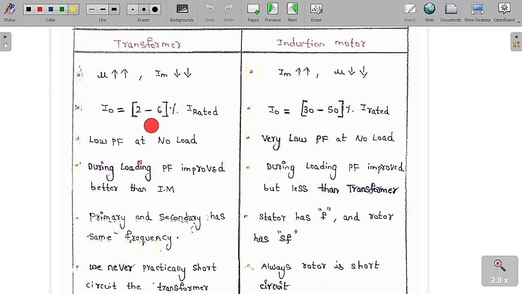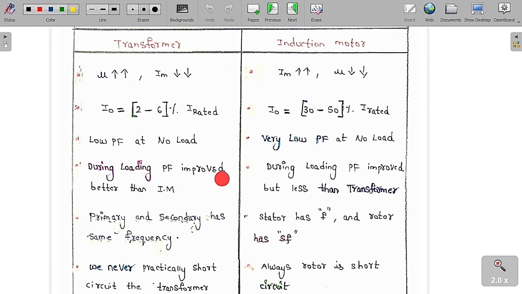At no load condition, the current drawn by the transformer, called the no load current, is nearly 2 to 6% of the rated current. Whereas in the induction motor at no load, the current drawn from the supply is 30 to 50% of the rated current. It is very high compared to the transformer. At no load, the power factor is low for both, but the induction motor has a very low power factor compared to the transformer.